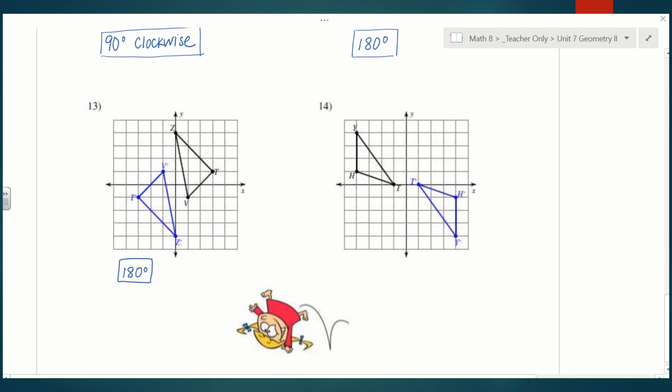Okay, and our last one, we are looking at triangle YHT. And if I look at triangle Y prime, H prime, T prime, I can see again that it was turned 2 times, and it doesn't matter the direction. So that was another 180-degree rotation.